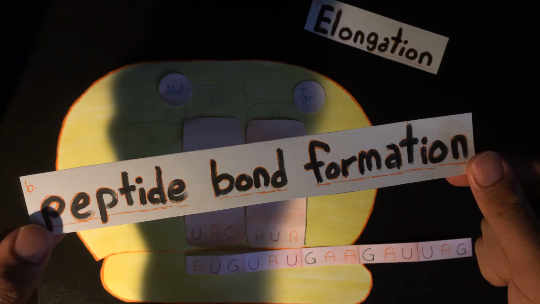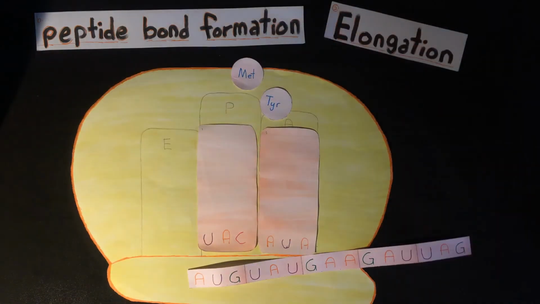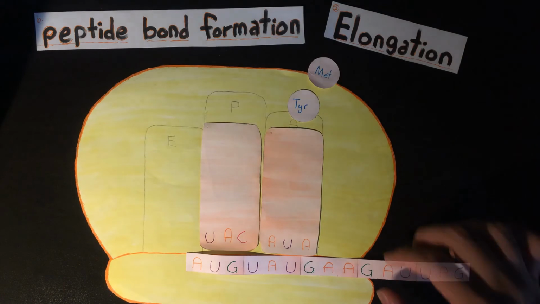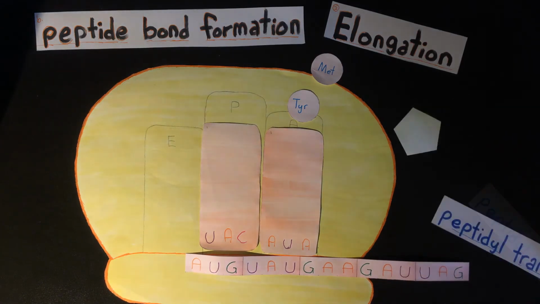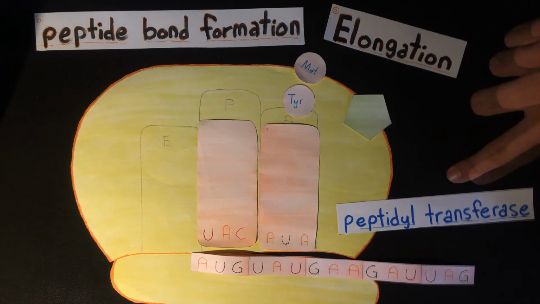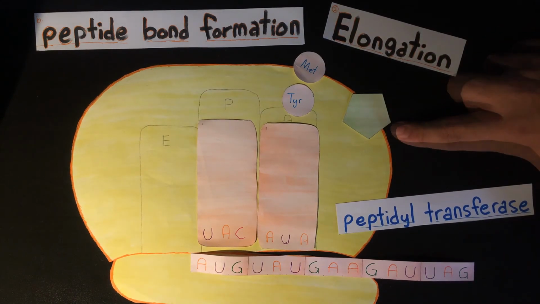The growing polypeptide chain will leave the tRNA in the P site. It becomes attached by a peptide bond to the amino acid on the tRNA at the A site. The peptide bond is formed between the carboxyl terminal of the growing peptide from the tRNA in the P site and the amino terminal of the amino acid of the tRNA in the A site. Peptide bonds between the first and second amino acids are formed through peptidyl transferase activity.